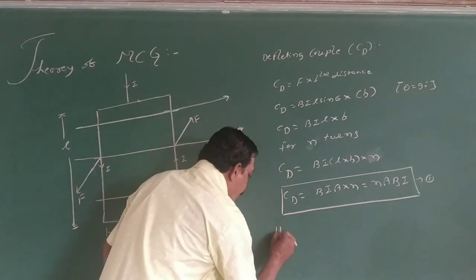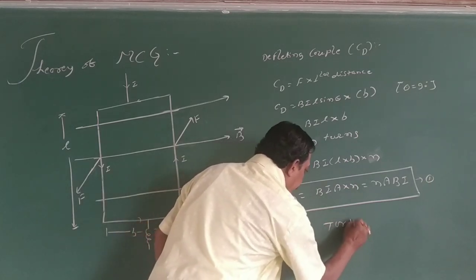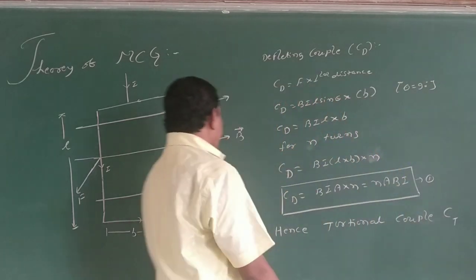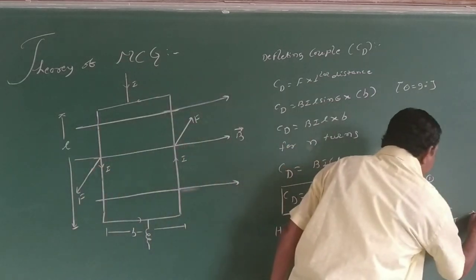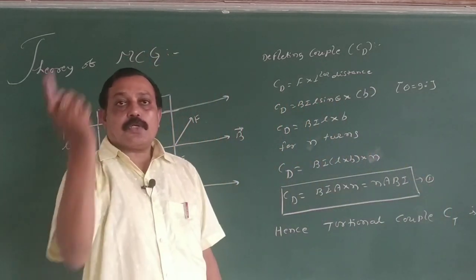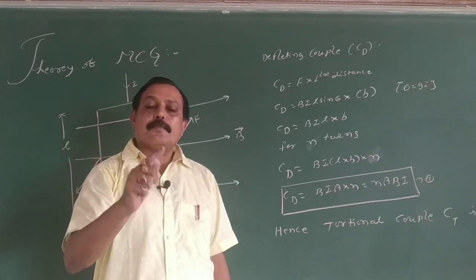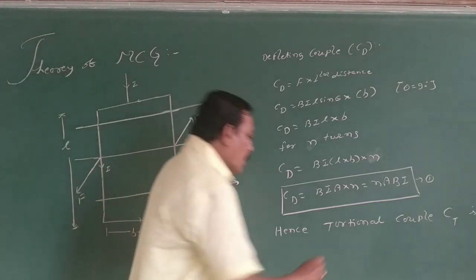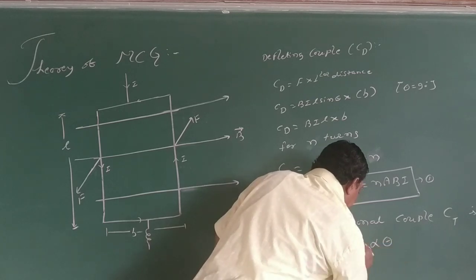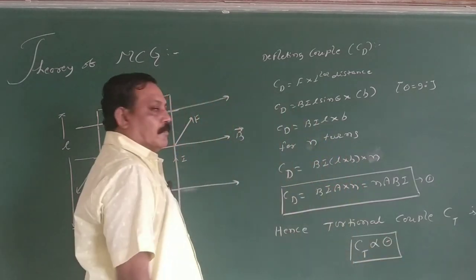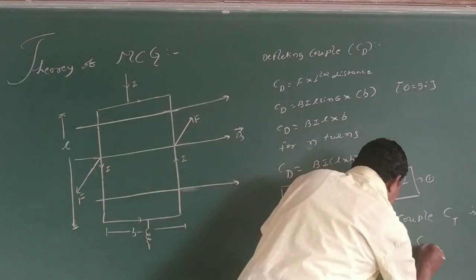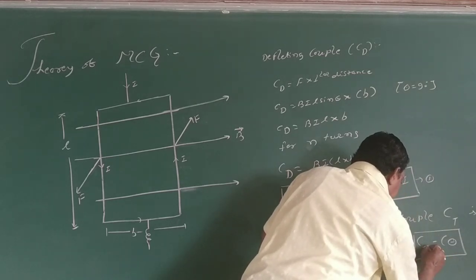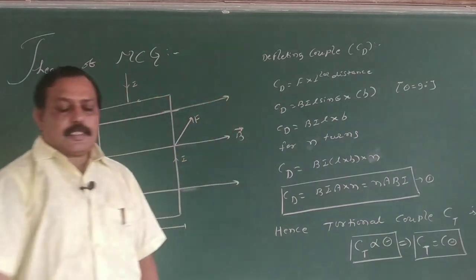Hence, the torsional couple CT is due to the release of the torsion, by which the coil rotates. When the coil is rotated, it makes an angle theta. For one rotation, what is the angle? 360 degrees. Two rotations, 2 into 360 degrees. Hence, the torsional couple CT is directly proportional to the angle of rotation theta. CT equals C into theta, where C is the proportional constant, called the moment of couple per unit twist.